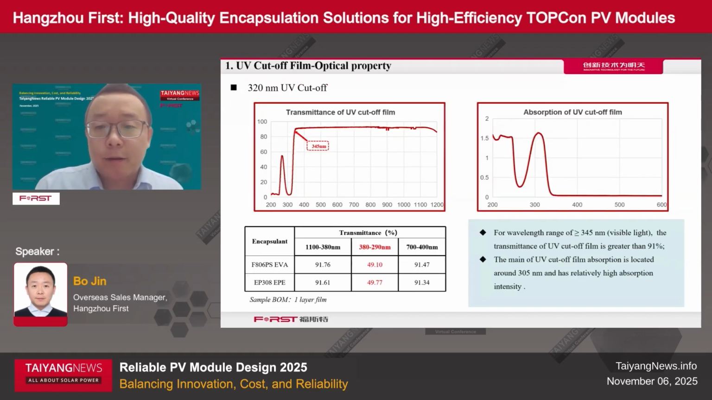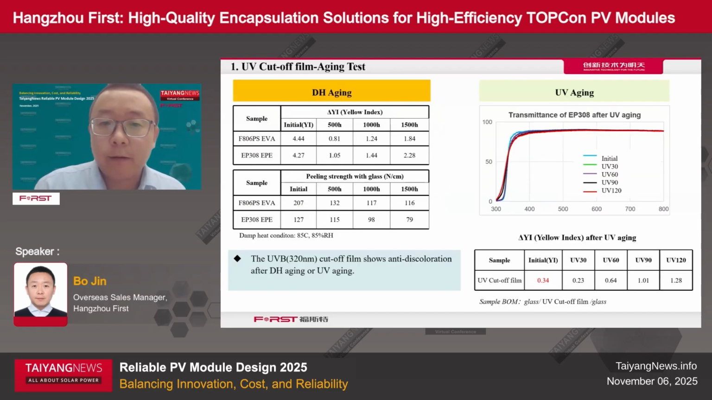And you can see that for wavelengths higher than 345 nanometer, the transmittance can reach more than 91%. The main absorption happens around 305 nanometer. And when we do the DH aging and UV aging, we also see that the film has good anti-discoloration behavior.